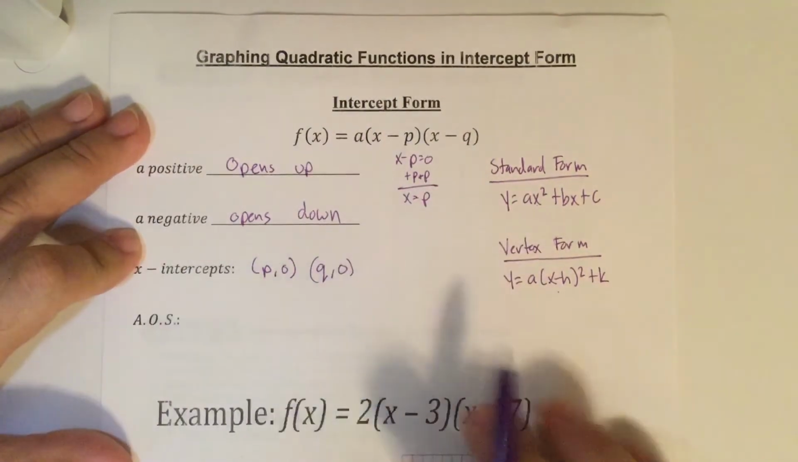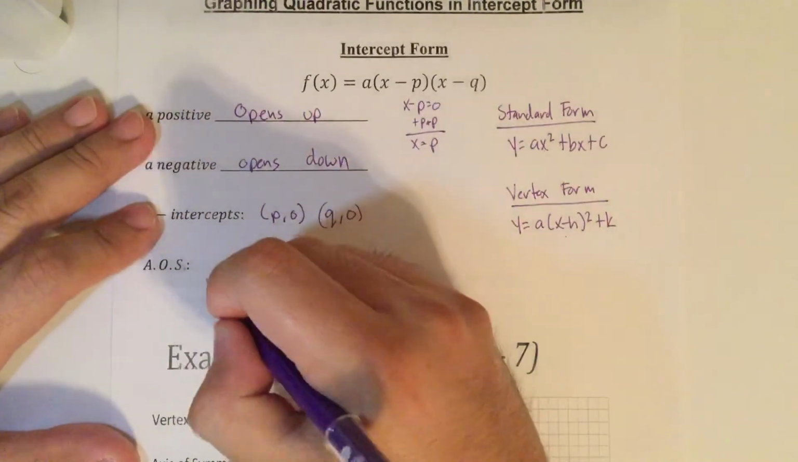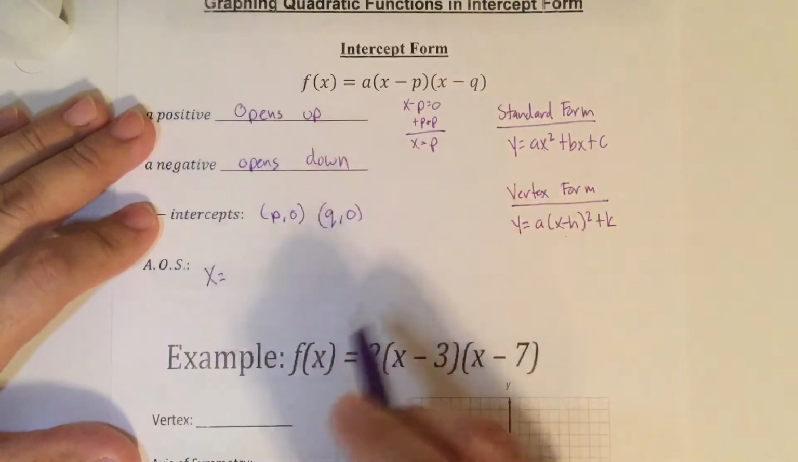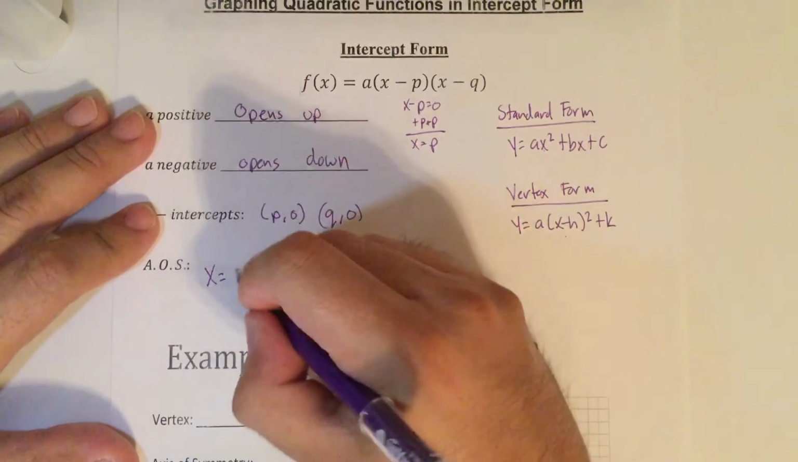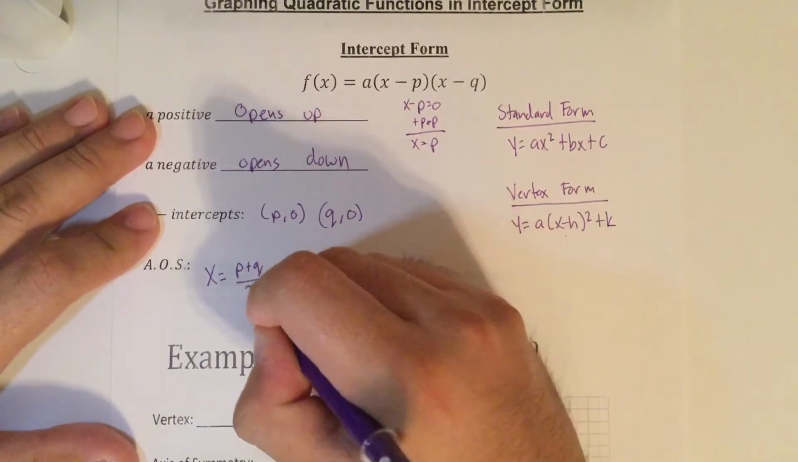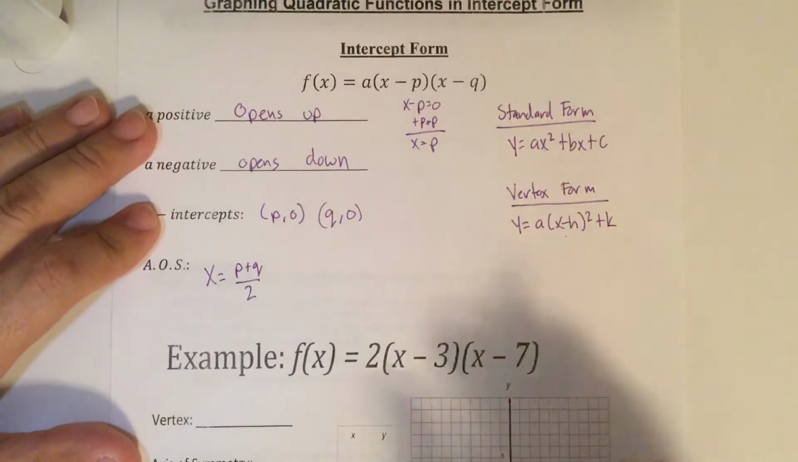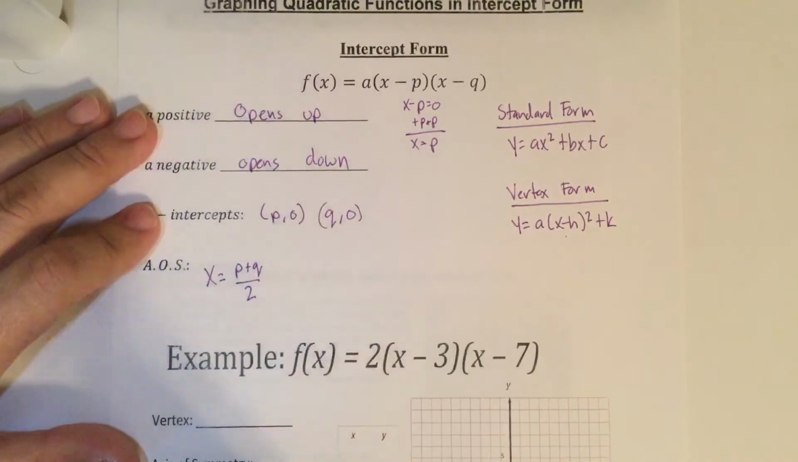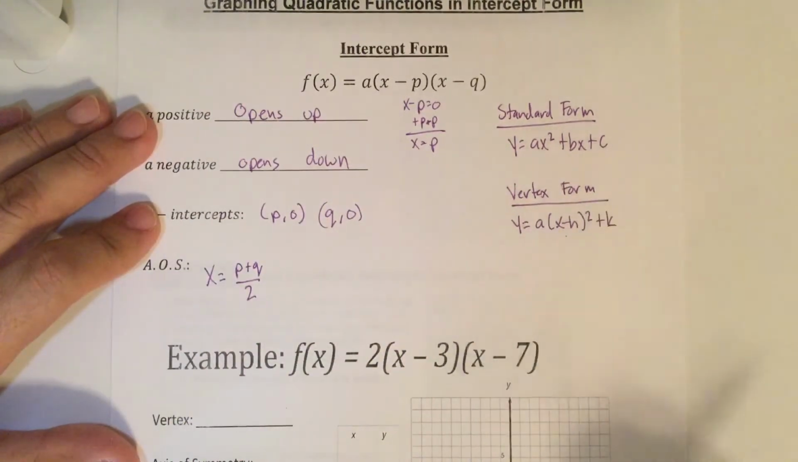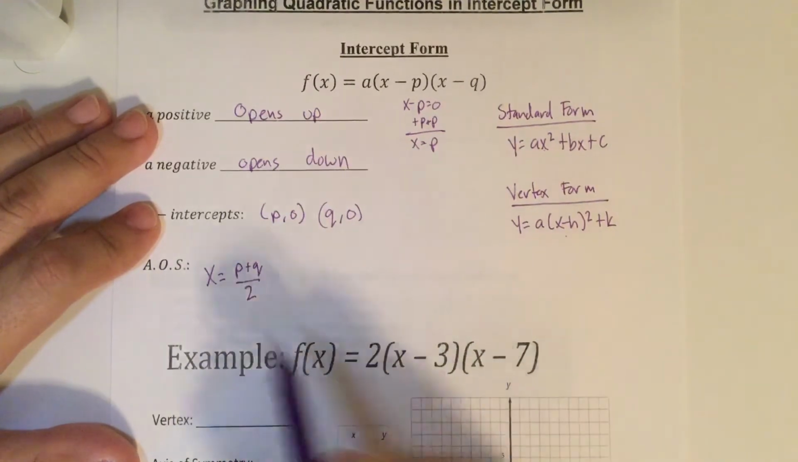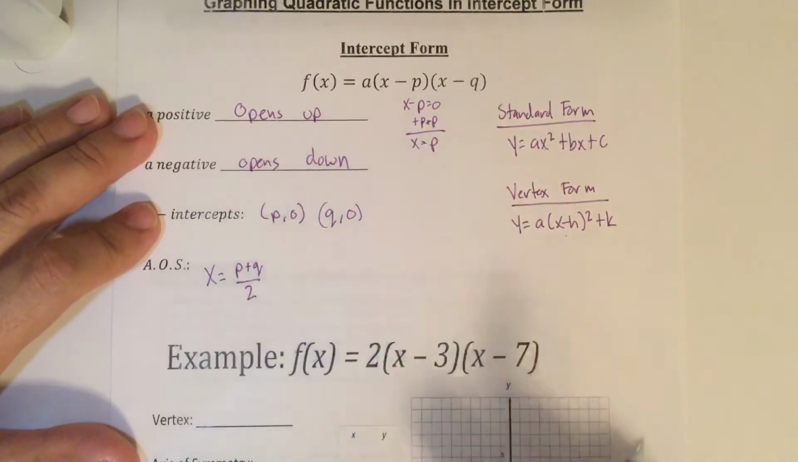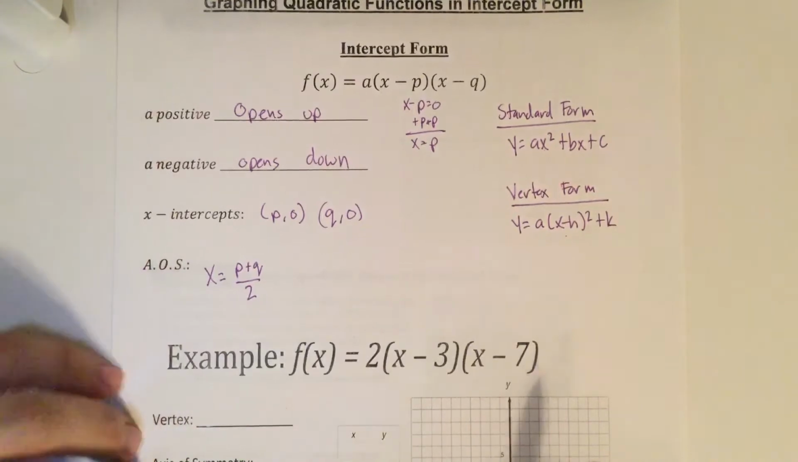Okay. Axis of symmetry, the formula for this is this. x equals, you take the roots, p and q, you add them together, and you divide it by 2. Because we know that the axis of symmetry splits the graph in half, so the vertex is that point at the top or the bottom that does split it in half, okay? So pretty much you just take the roots, add them together, and divide by 2. Okay, so let's take a look at an example here.